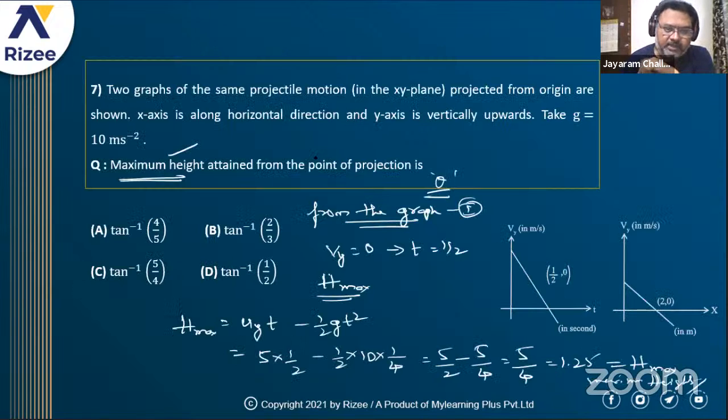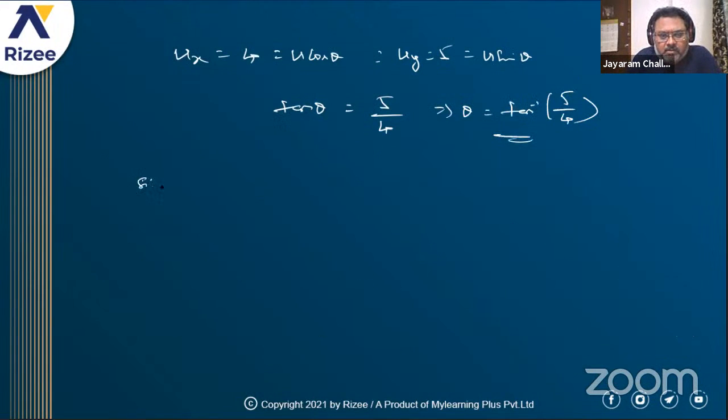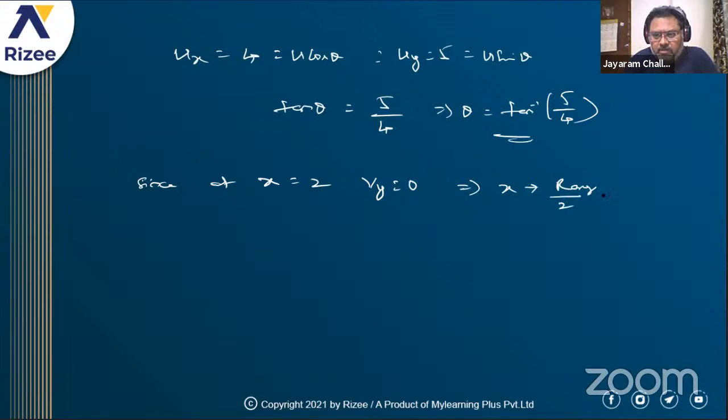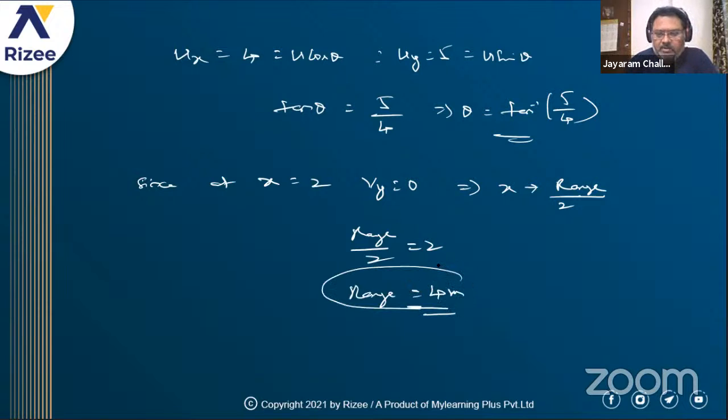That means it should be the option C. Here you can also find the half of the range. Since at x is equal to 2, your vertical velocity is becoming 0. That implies x should be equal to the range by 2. Since x is equal to range by 2, so range by 2 is equal to 2. That means range is equal to 4 meters. Like this also you can determine, but this is not asked in the question. You can go like this.